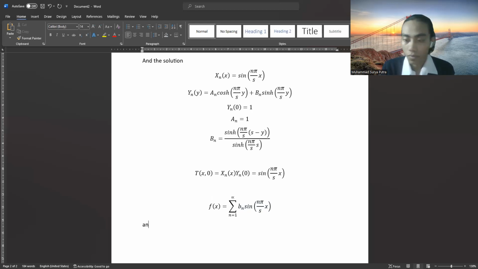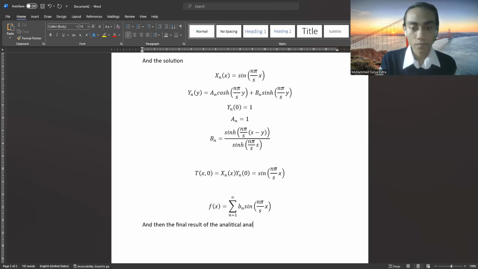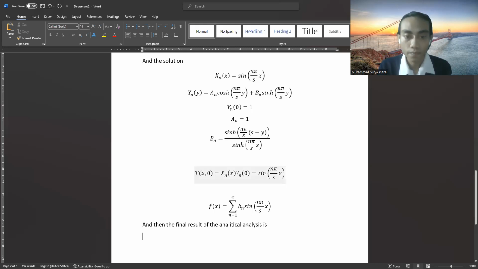And then the final result of the analytical analysis is the Fourier transform.